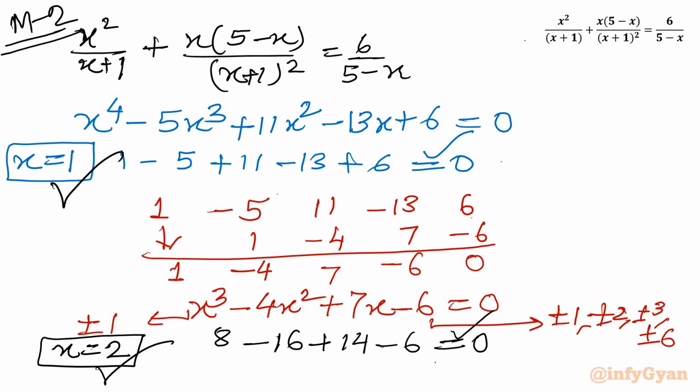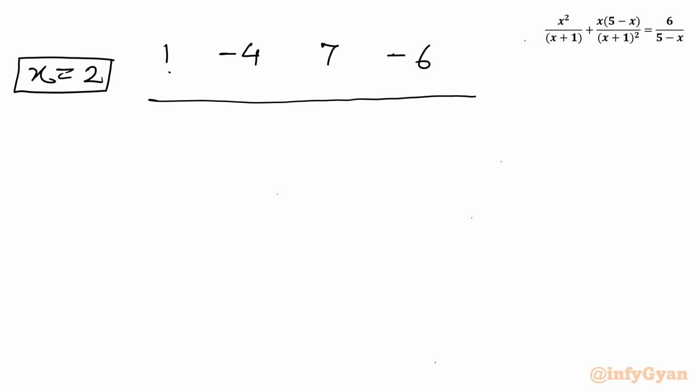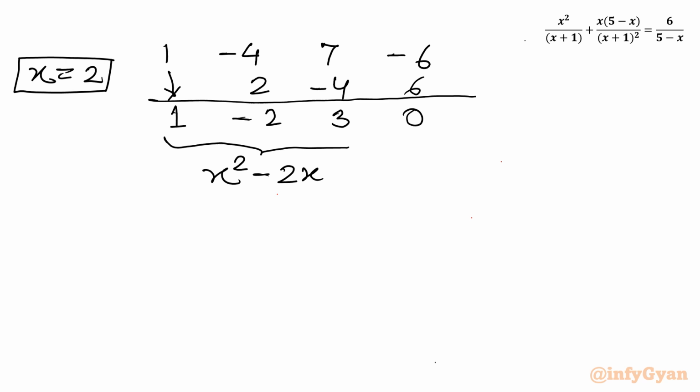Now I will consider x is equal to 2 and I will consider the cubic coefficients first. So 1, minus 4, 7 and minus 6, and the base solution here is x equal to 2. Let me write the leading coefficient 1 as it is. So 2 times 1, 2, minus 2. 2 times minus 2, minus 4, 3. 2 times 3, 6, 0. These are the coefficients of the quadratic equation. So I will be writing x square minus 2x plus 3 equal to 0.